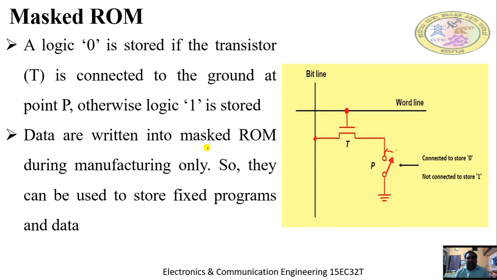Data is written into masked ROM. Here the data is written into masked ROM during the manufacturing only. So they can be used to store fixed programs and data. Here the user is not given a provision to write their content. So this is programmed by the manufacturer during the manufacturing process only.